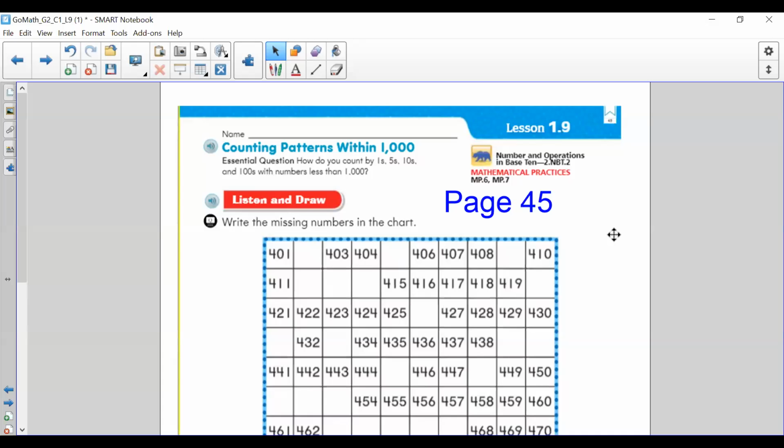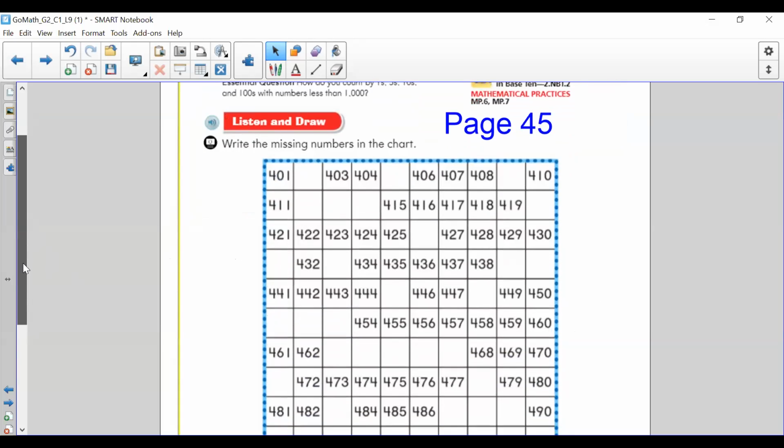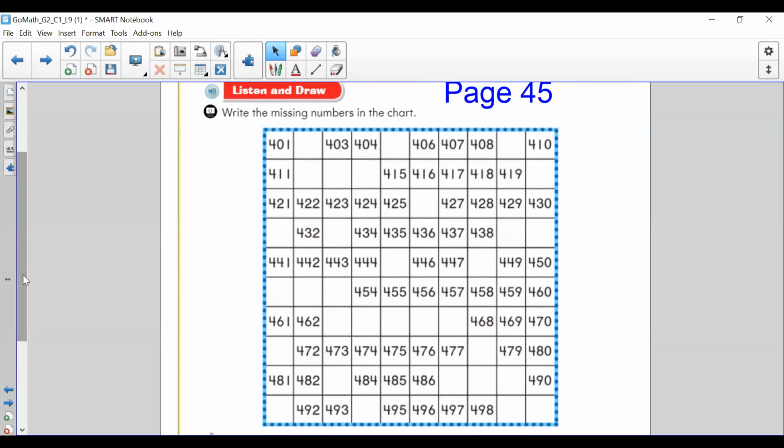Now let's look at our math page, and we are on page 45, lesson 1.9. We are in the listen and draw section, and we are going to write the missing numbers in this chart. Now, what do you notice about this chart that's different than the 100 number chart that we were working on yesterday or in our lesson 1.8? What do you think? You can pause the video and talk about it with your class or with your family.